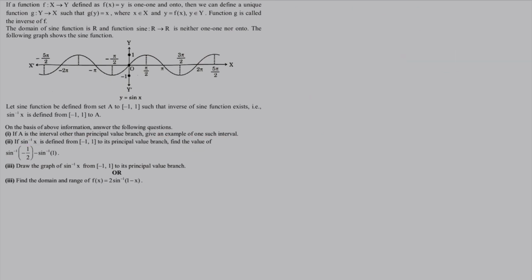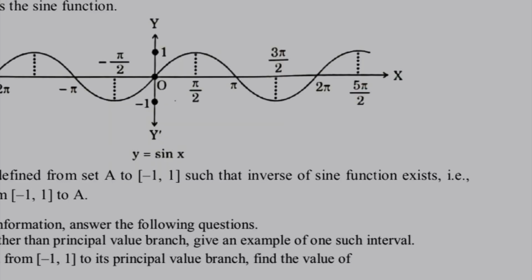Now in the second part it is saying draw the graph of sine inverse x from minus 1 to 1 to its principal value branch. So what it is saying is that you have to draw the graph of sine inverse x corresponding to its principal value branch. To draw the graph we have to consider the line y equals x. That will be a straight line making an angle pi by 4, or 45 degrees, with the x-axis. So this is that line.